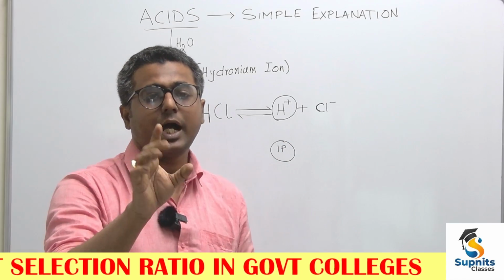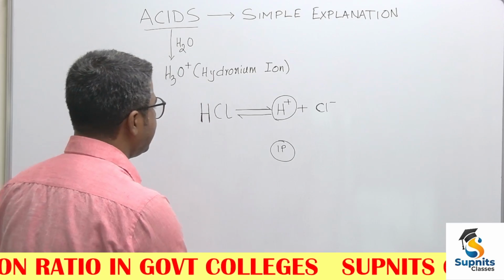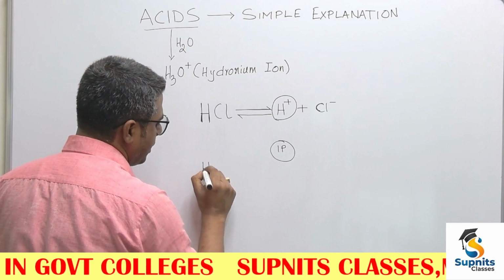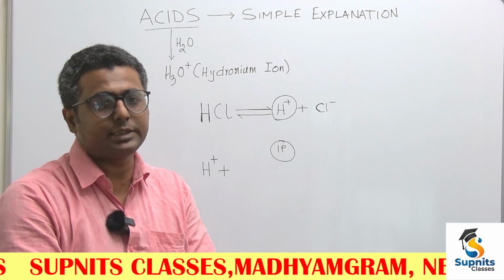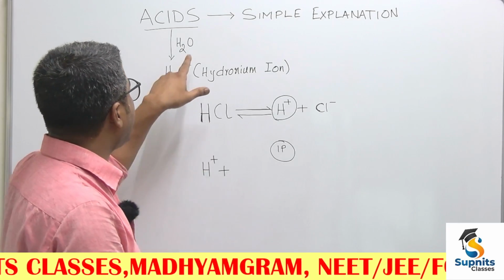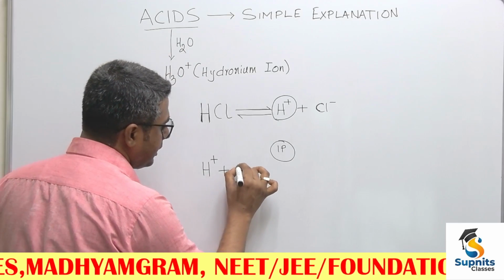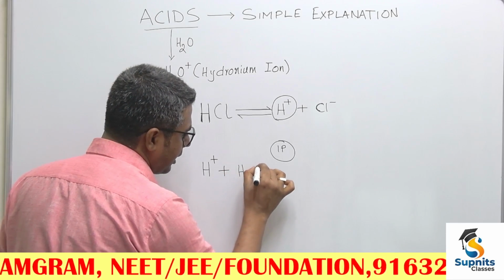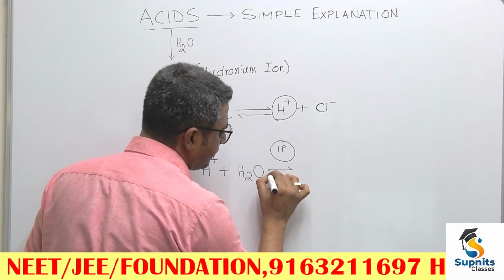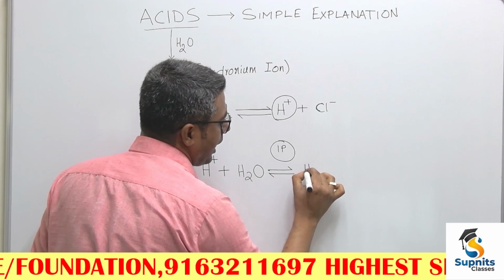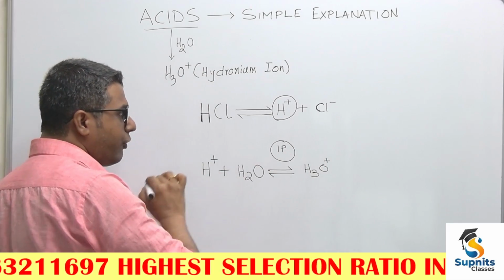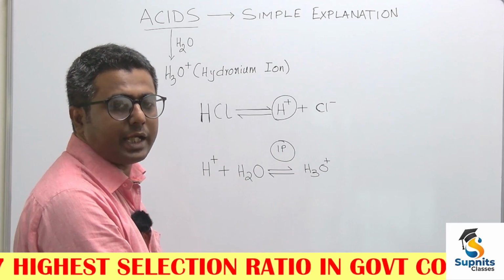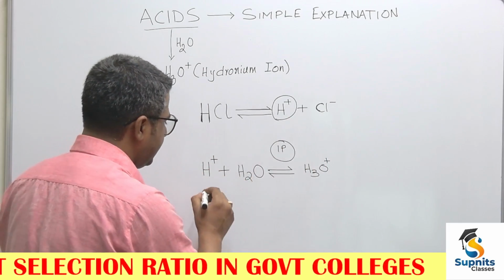This ion is unstable. So what happens is this hydrogen ion combines with, in what did we put this HCl? We put this HCl in water. So definitely this will combine with water to form hydronium ion.